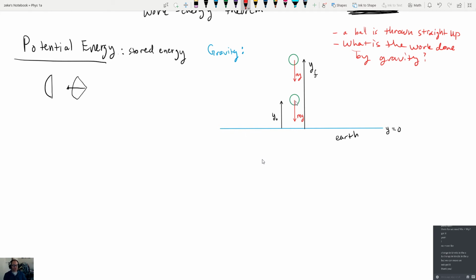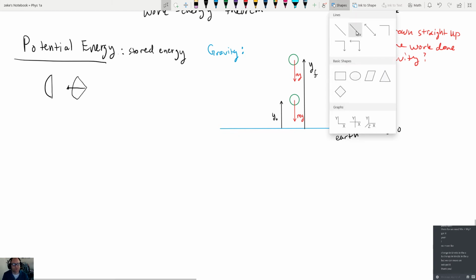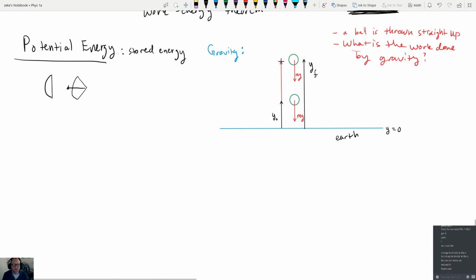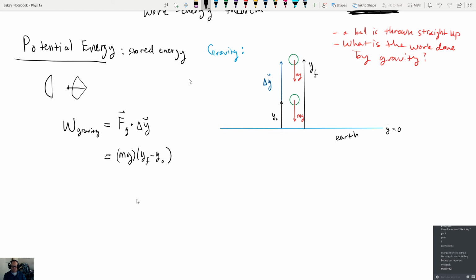All right, so it's thrown up. It starts here and moves to here. It's going to have a displacement vector that would point upwards. So the displacement would go this way. This would be our displacement vector, delta y. Now, according to what we've learned before, for the work done by a constant force, in this case gravity, all we need to do is take the size of the force of gravity and dot product it with delta y. So in this case, the force of gravity is just mg. Delta y is y final minus y initial. And then we need to multiply by the cosine of the angle between the two of them. What would that angle be in this case?